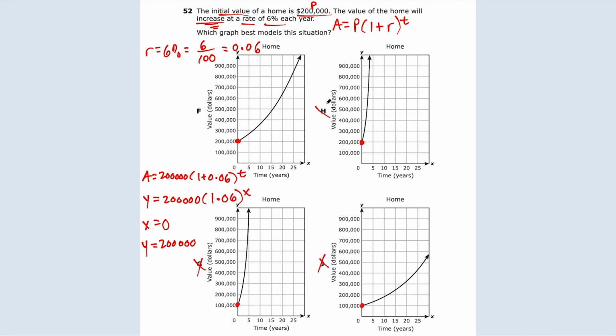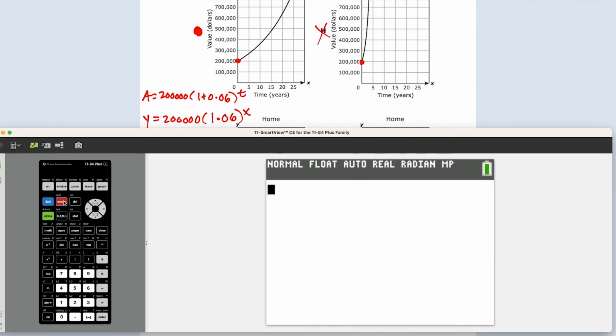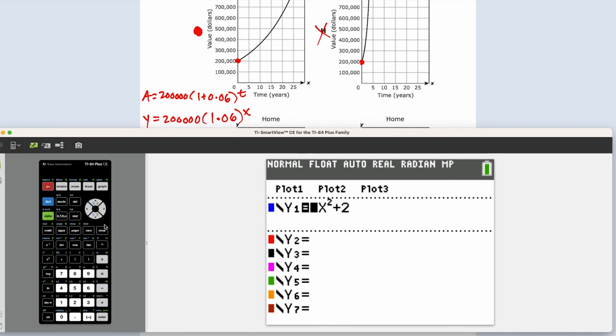But I know H is no good because this rate of growth is way too fast. We have a 6% rate of growth each year. This is going within 5 years above 900,000. That is way too fast for a 6% growth rate here. So F is the most reasonable, but we will check our answer with the calculator. So to check our work, we'll press second mode to quit this, and we're going to go to the y equals here, and we're going to type in that equation we just found, 200,000, and then we have 1.06 going up to the x power.